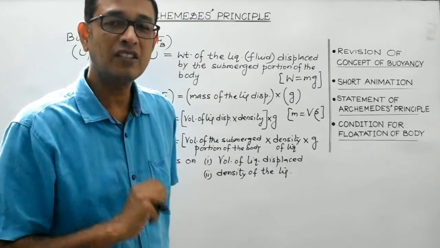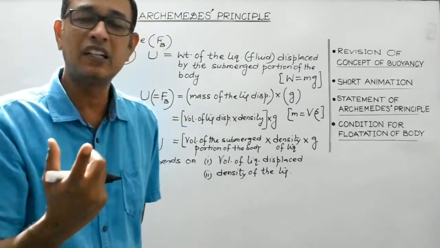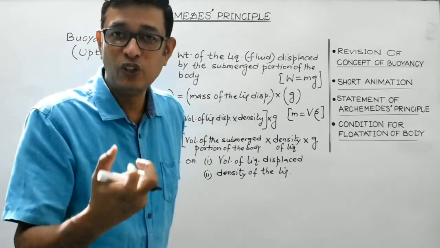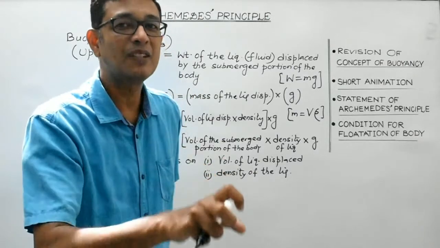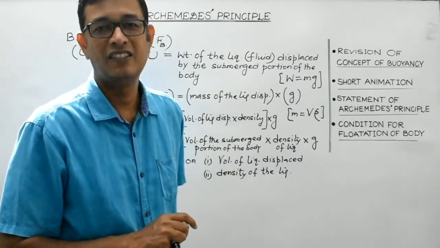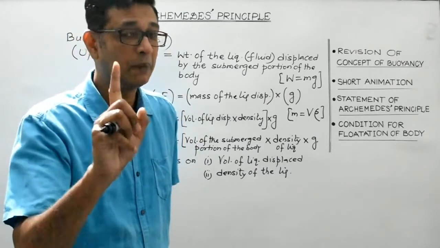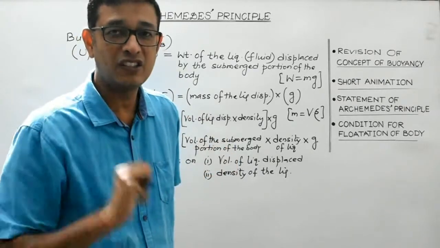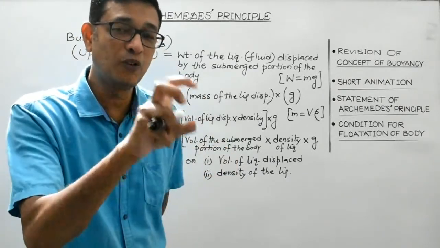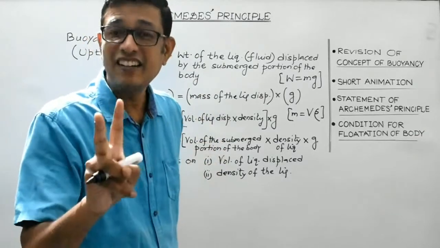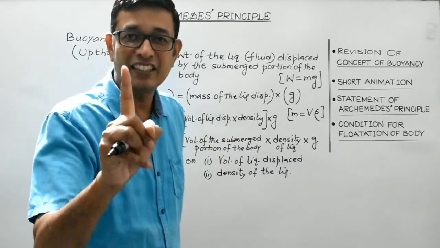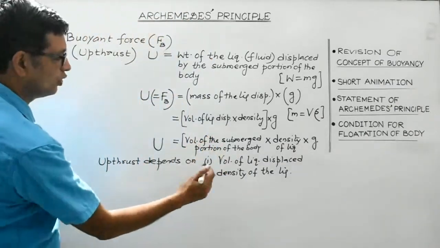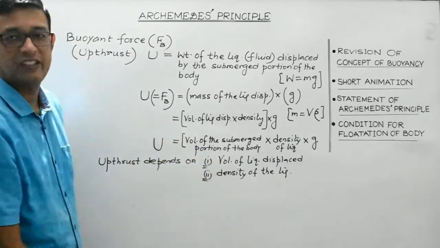And how to measure upthrust? Experimentally or mathematically, it can be verified that upthrust is equal to the weight of the fluid displaced by the submerged portion of the body inside the fluid. Right? So upthrust depends on two factors. The volume of the liquid that gets displaced, which is equal to the volume of the submerged portion of the body. And second, the density of the fluid in which the body is immersed. So these are the two factors on which the upthrust depends.